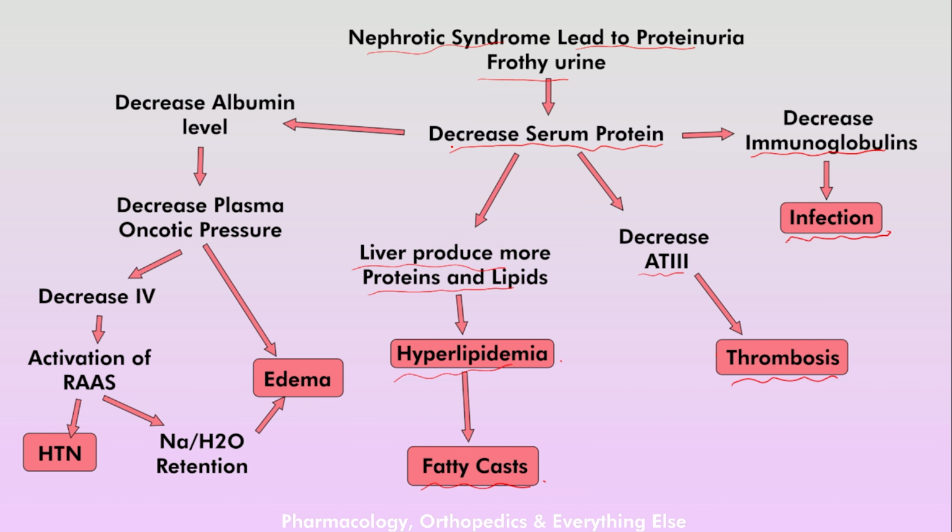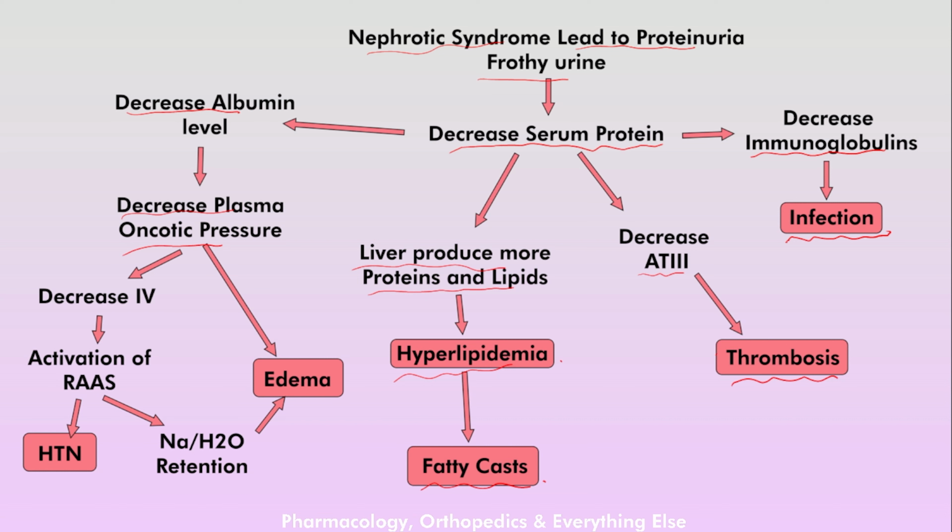And as a result of the protein lost, also the albumin is lost, because the albumin is one of the major proteins that form the serum protein. So as a result of the albumin lost from the blood, this would lead to decreased plasma oncotic pressure. Because remember, the oncotic pressure is formed by the albumin and other proteins in the blood. The oncotic pressure keeps the blood inside the circulation. Because remember, we have the hydrostatic pressure and the oncotic pressure.